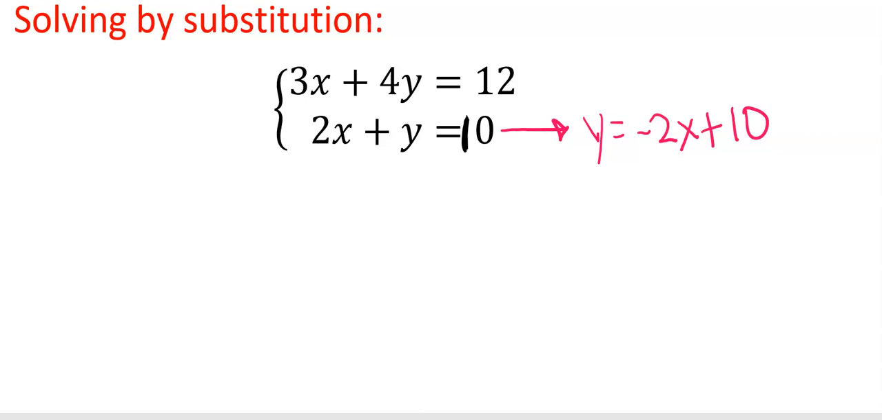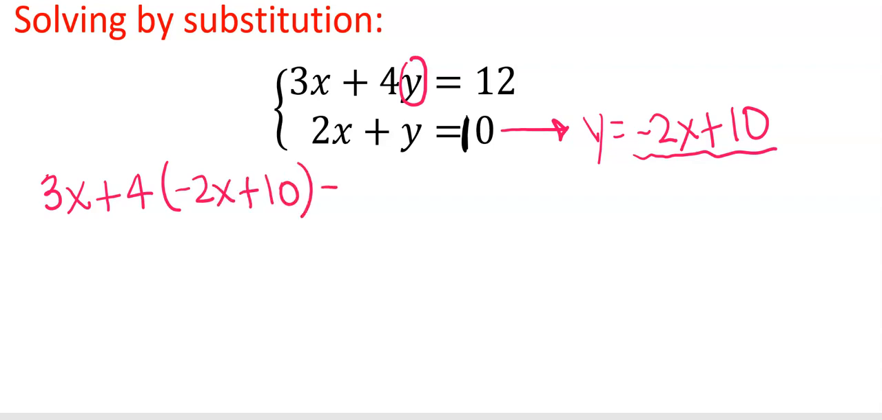So since we now kind of know what y is, it's negative 2x plus 10, we're going to go to the other equation and plug it in for that variable. So that's going to go in for that pink circled y. Here's what it looks like. 3x plus 4 times my negative 2x plus 10, so I'm substituting it in there, equals 12. Everything else stays exactly the same. This negative 2x plus 10 goes in for the y.